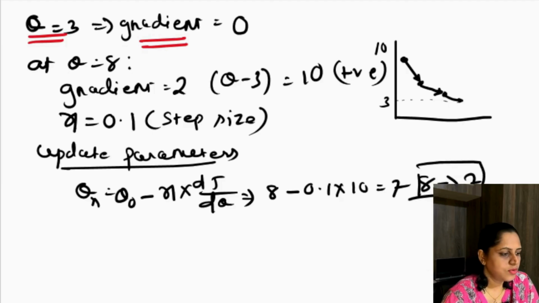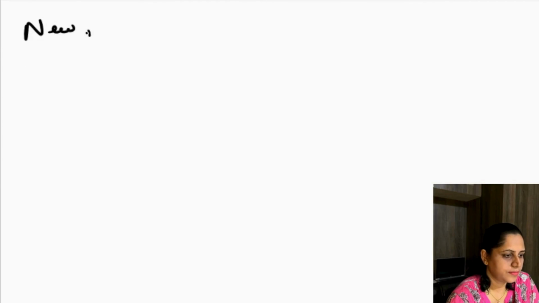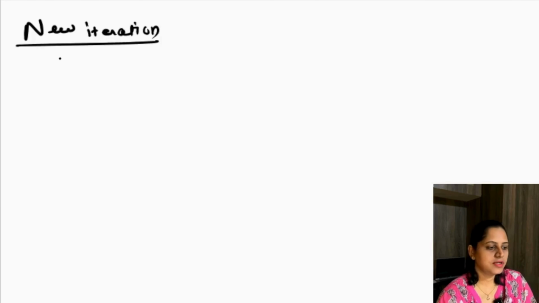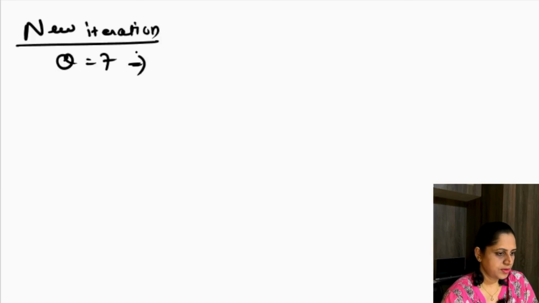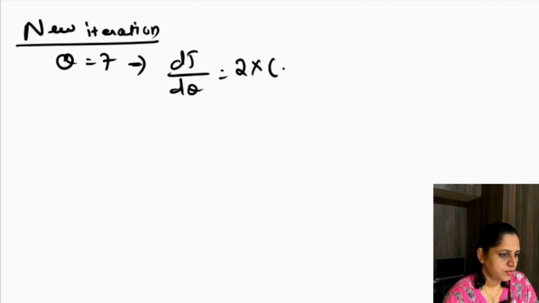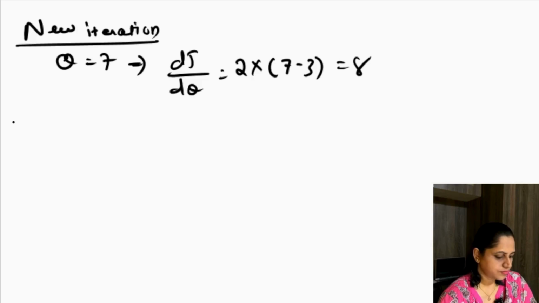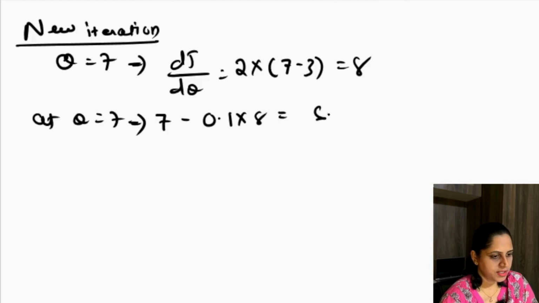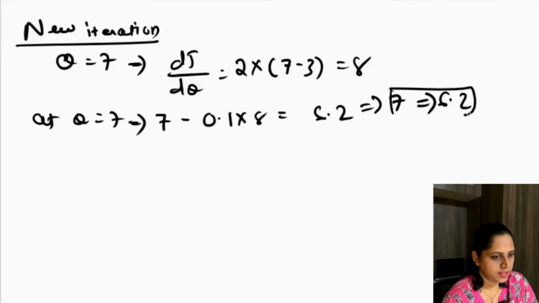Then it will look for a new iteration. It has updated that. Then it will take again my 7. Then it will calculate dJ by d theta, which is 2 into 7 minus 3, I'm getting 8. Then at theta equal to 7, I need to update my parameters, right? So it's going to be 7 minus 0.1 into 8, which is 6.2. So from 7, it becomes 6.2, right?